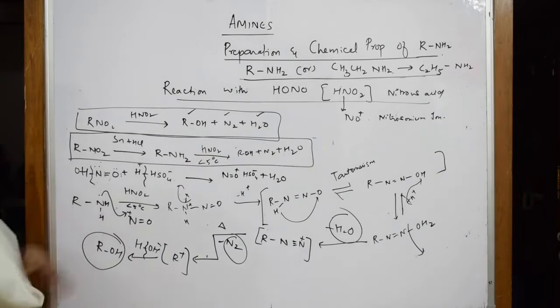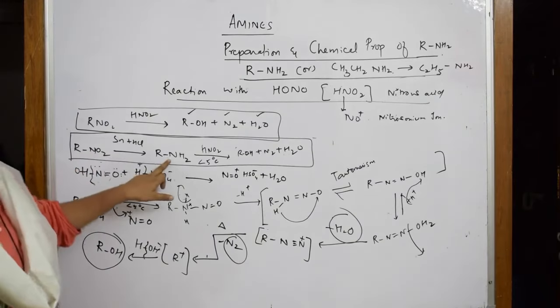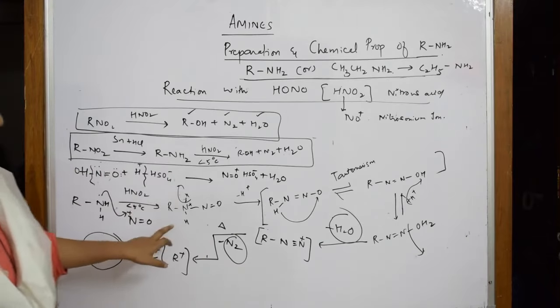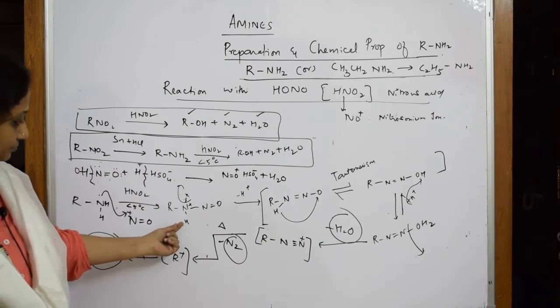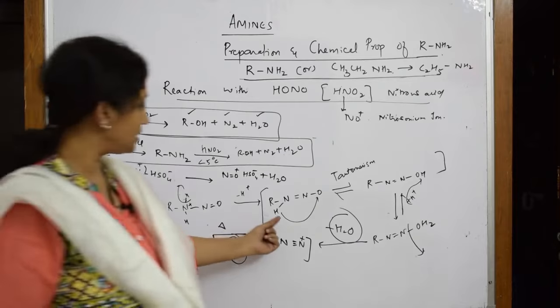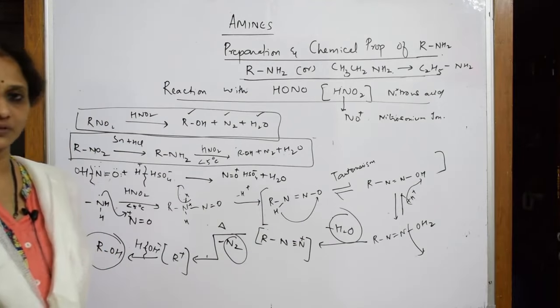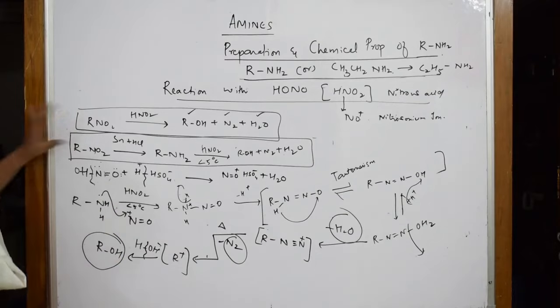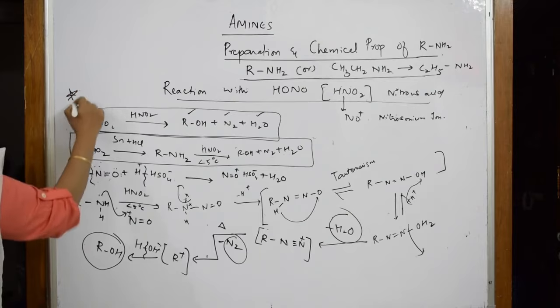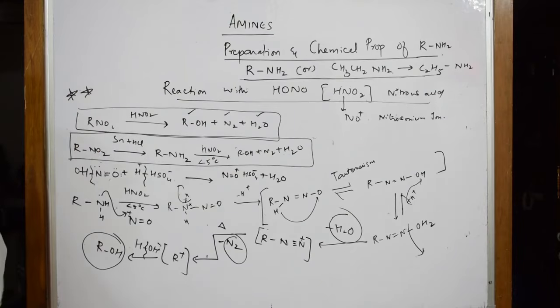Now suppose instead of primary amine, you are taking secondary amine, nothing, simple. Instead of H here, you get an R group. Here H, R group. With that, it's going to form a yellow color liquid, right? So this is your reaction. Very, very important reaction with HONO or nitrous acid.